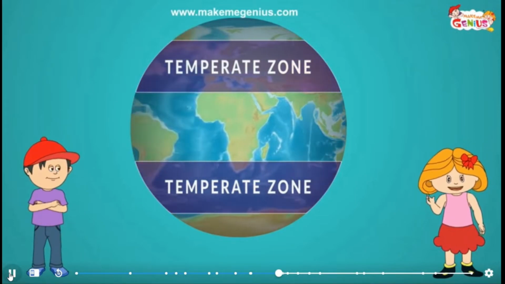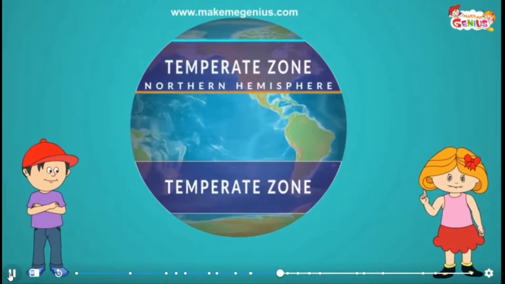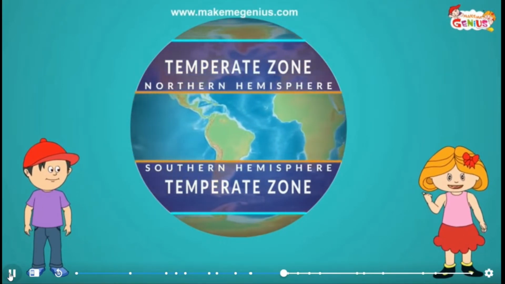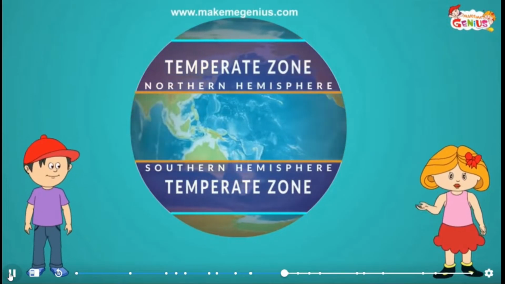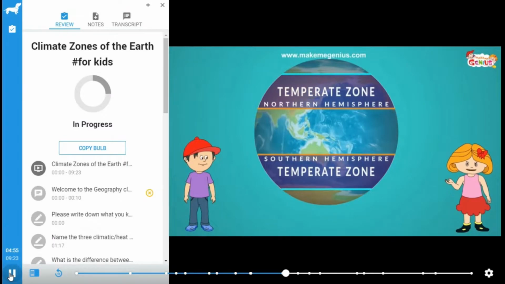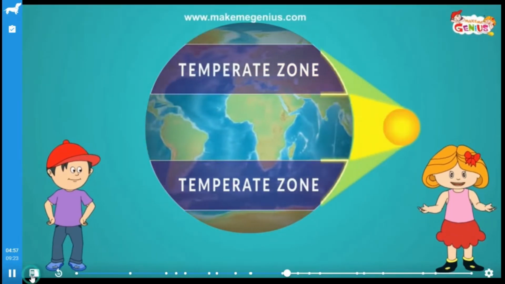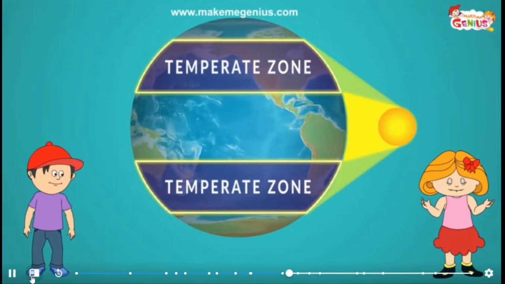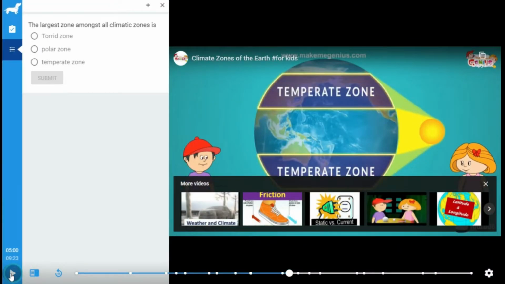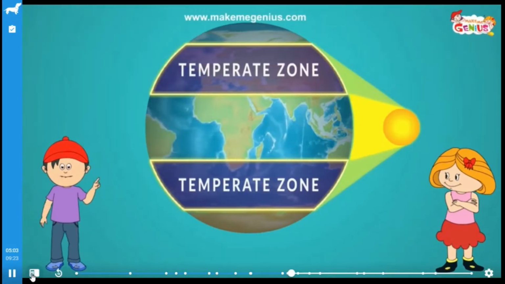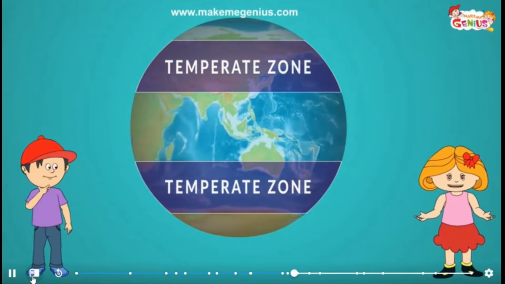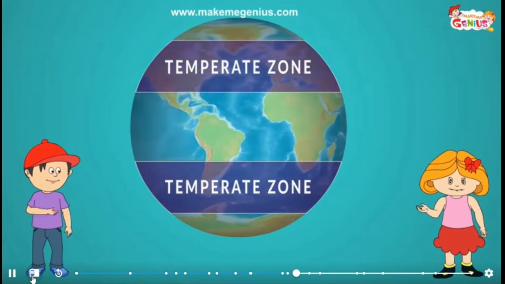There are two temperate zones, one in the Northern Hemisphere and one in the Southern Hemisphere. It is the largest among all climate zones. The weather over here is moderate as the sun rays do not directly fall in the temperate zone. Moderate means it's neither very cold nor very hot. Yes, and in a few of these areas, there is year-round rainfall.